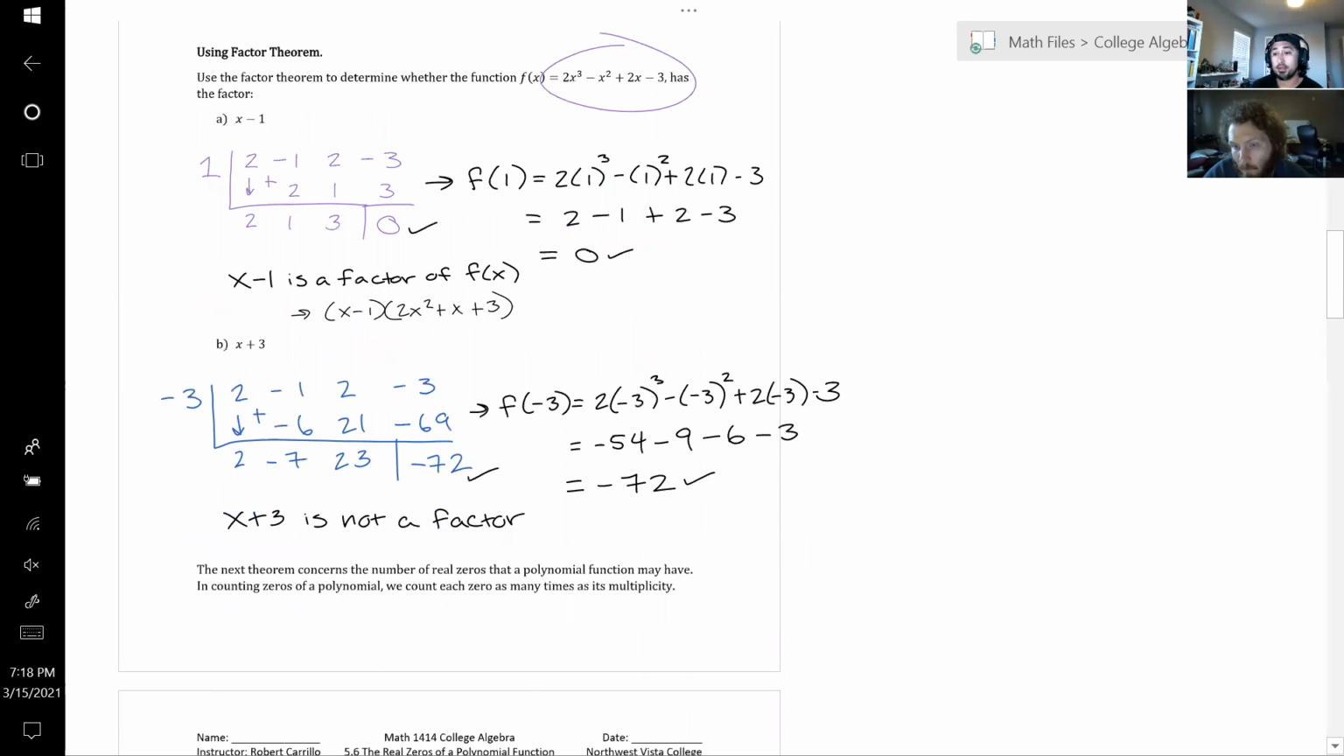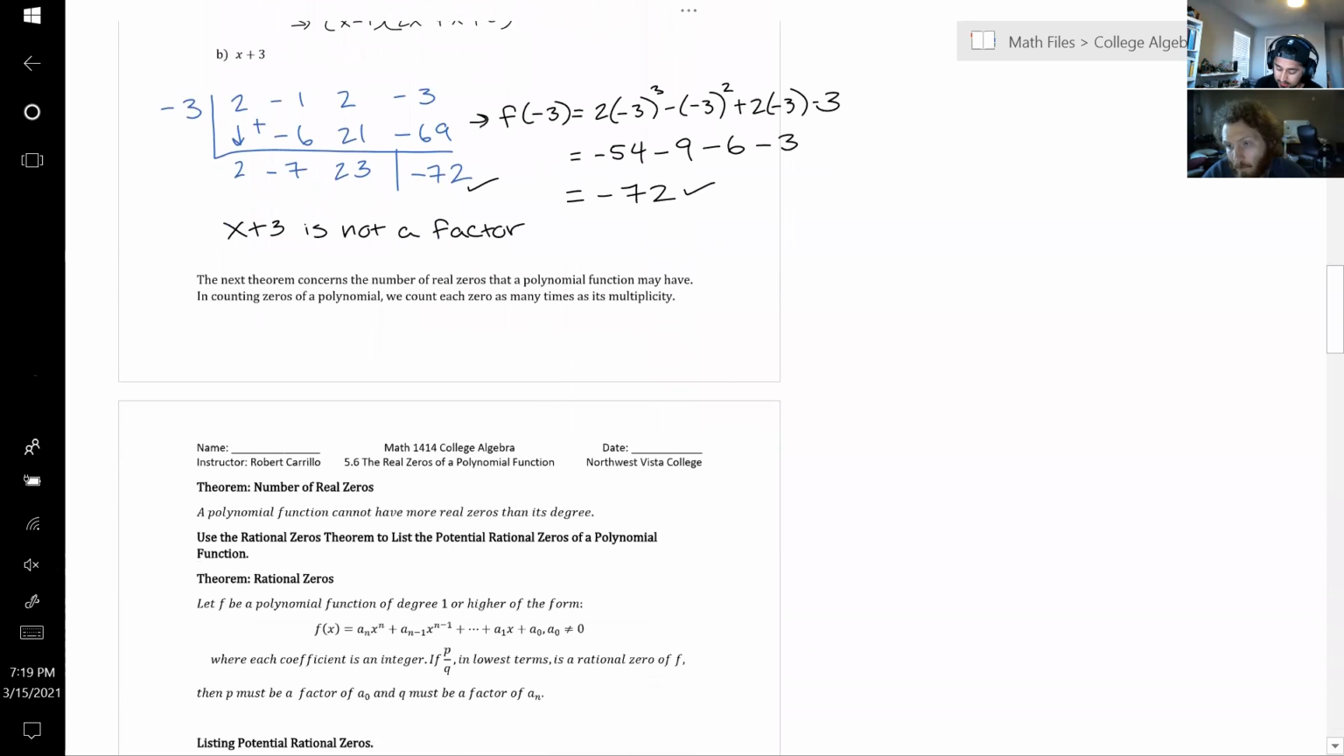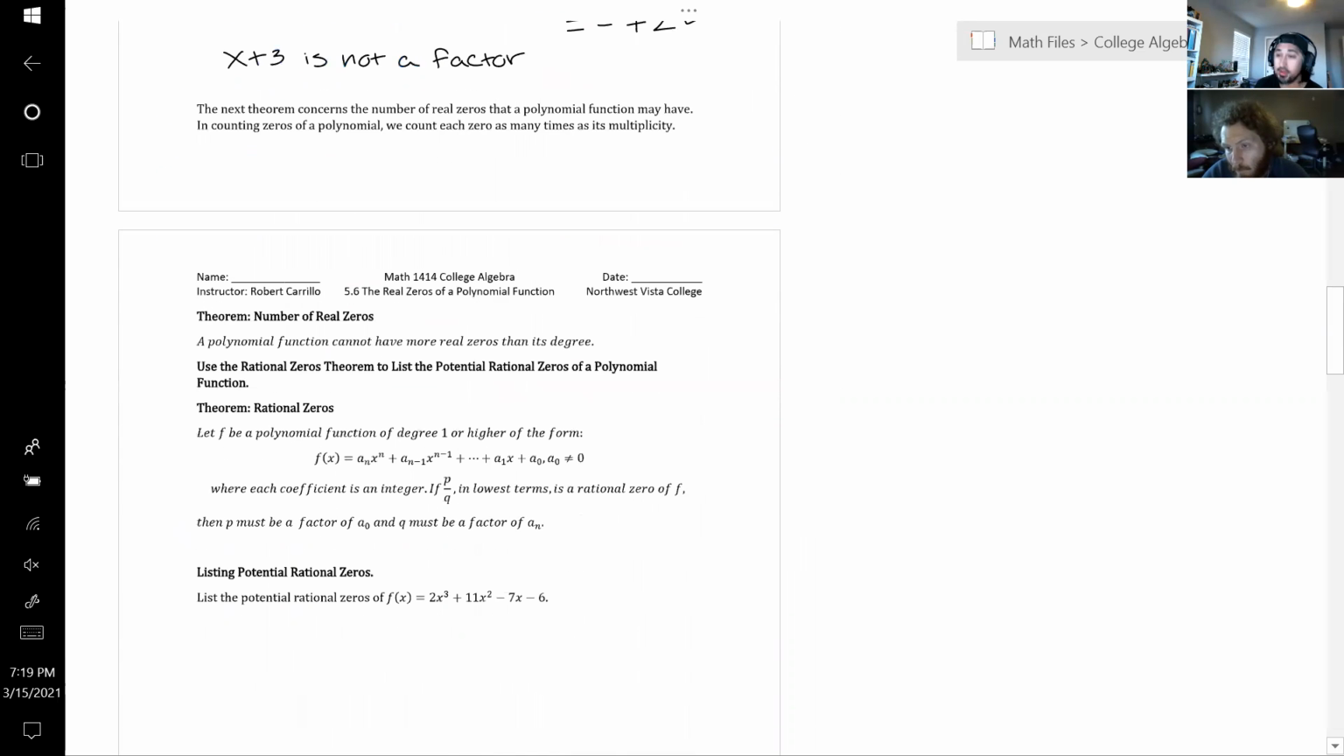All right. So the next theorem concerns the number of real zeros that a polynomial function may have. In counting zeros of a polynomial, we count each zero as many times as its multiplicity. Okay. So the theorem, the number of real zeros: a polynomial function cannot have more real zeros than its degree.